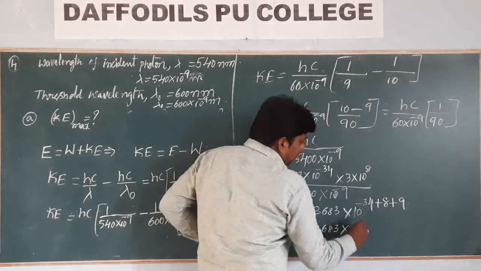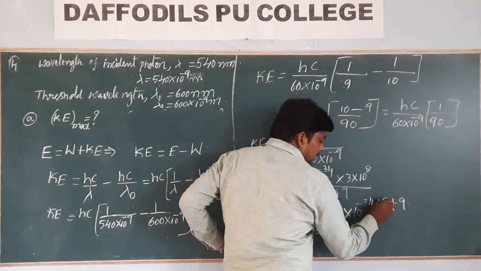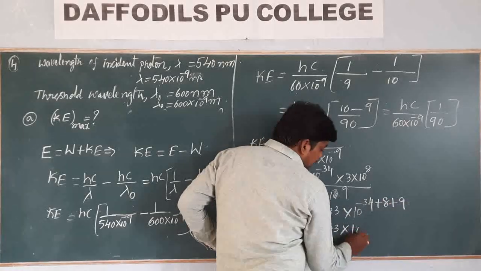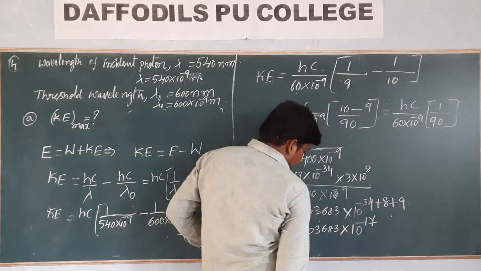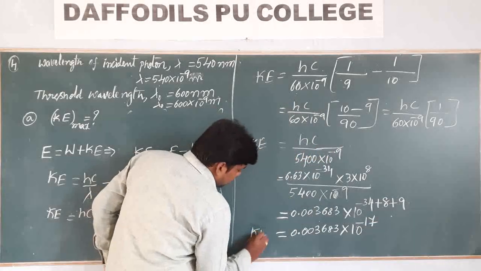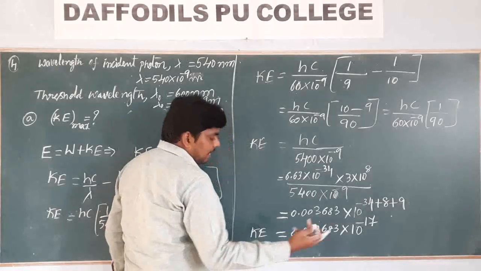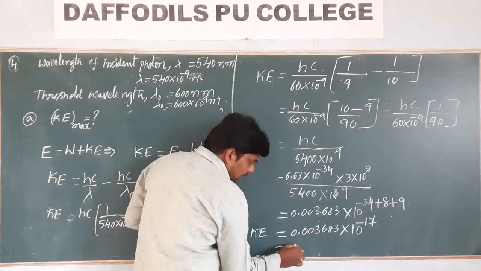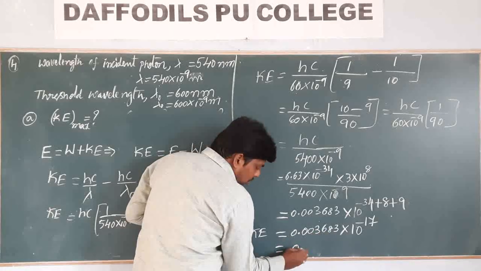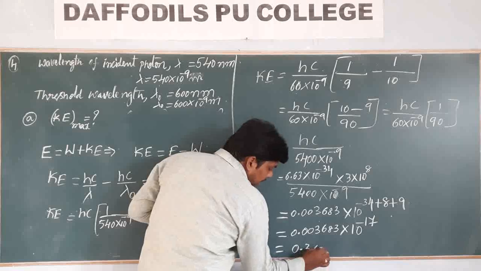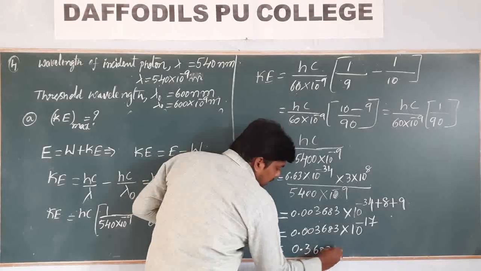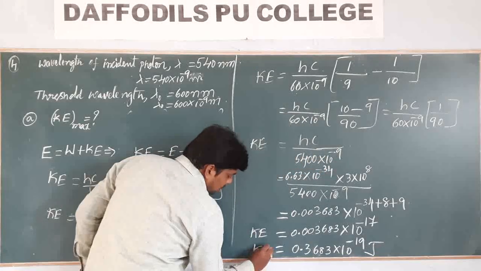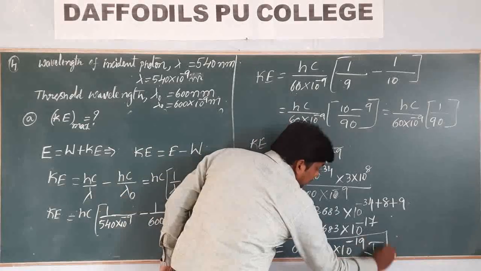So 0.003683 into 10 to the power minus 34, 9 plus 8, 17. Here minus 34 and plus 17. What is the remaining? 10 to the power minus 17. Now you can make this one in terms of minus 19. If you express the kinetic energy in terms of minus 19, it will be 0.3683 into 10 to the power minus 19. Now we got the kinetic energy.